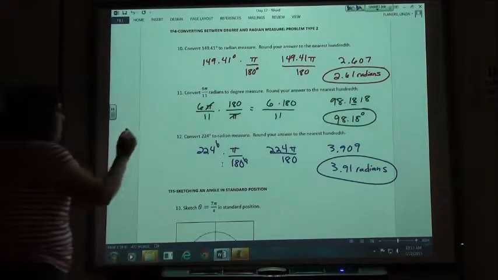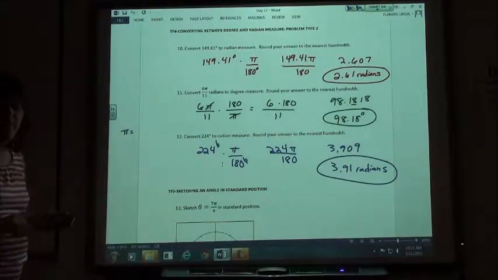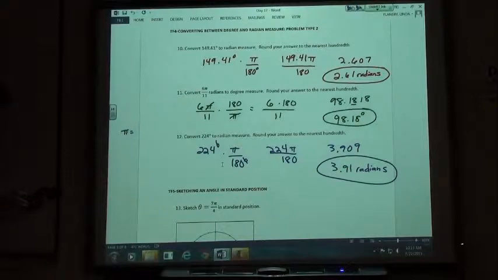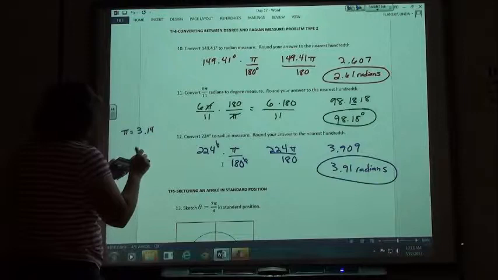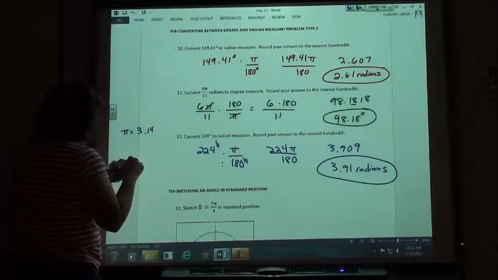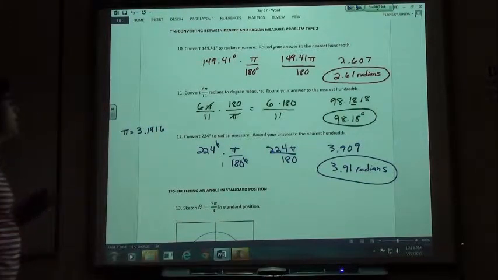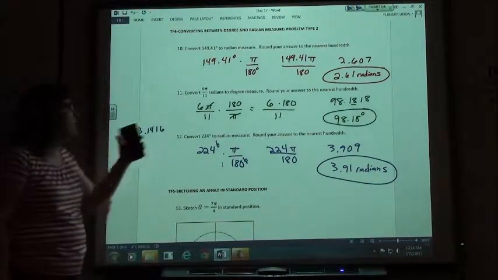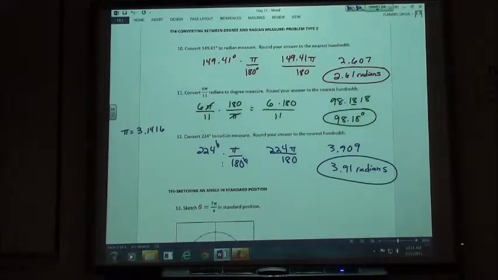And again, if you do not have the pi button or don't want to use the pi button, I would recommend that you use 3.14. Probably want to go to at least 3.14159, but you don't probably want to round it off too far, or you may get rounding issues. So I would maybe carry it at least that far. Otherwise, easiest thing to do, just use your pi button, and then you don't have to worry about rounding issues.